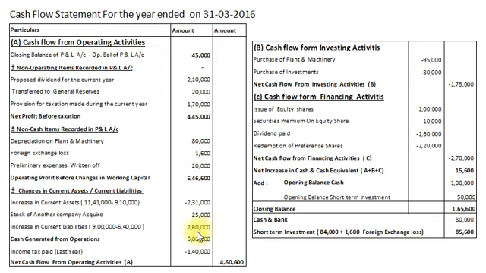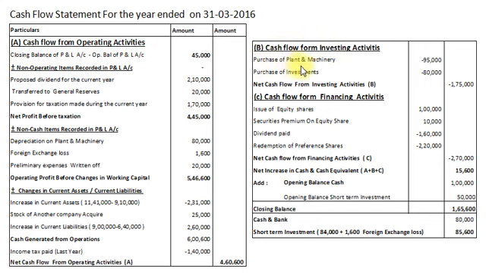So after giving effect of current assets and current liabilities we get cash generated from operations rupees 6,600, and from this 6,600 we will deduct income tax paid, that is of last year rupees 1,40,000, and finally we get net cash flow from operating activities 4,60,600. Now we will work out cash flow from investing activities.